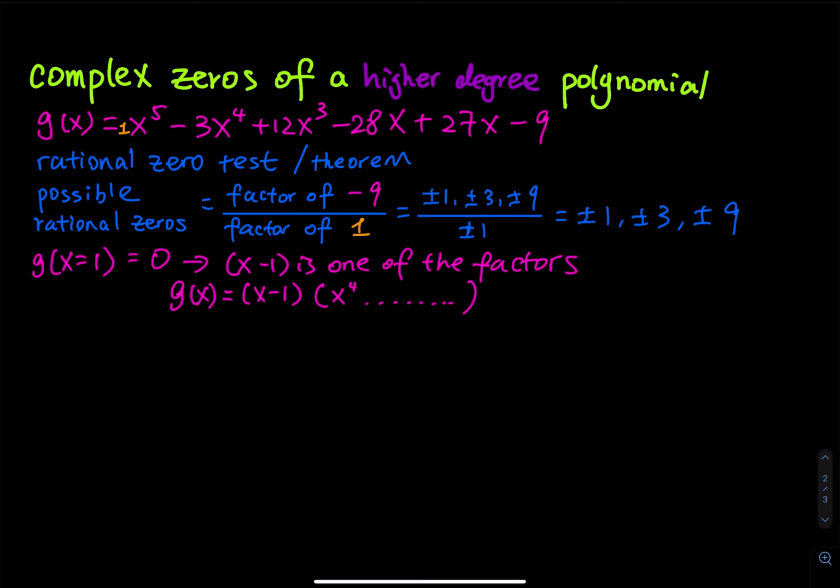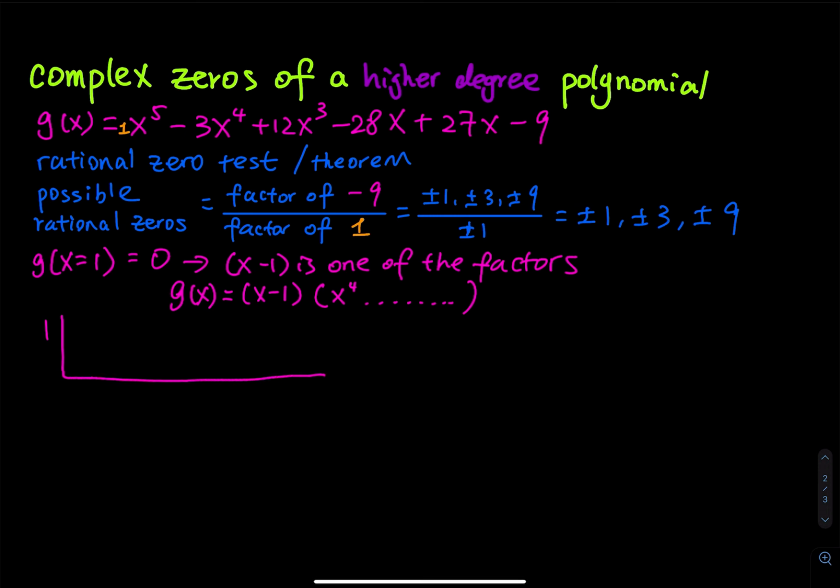Okay, let's find out what it is. We will be using synthetic division. So this is x minus 1, and then we put a 1 right here. The sign is always the opposite. If this is a plus, then this is a minus. And then for the rest of the synthetic division, I only need the coefficients.